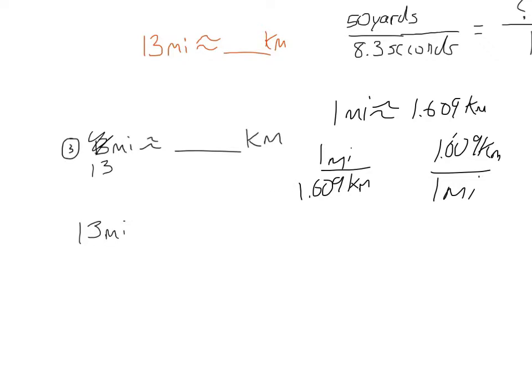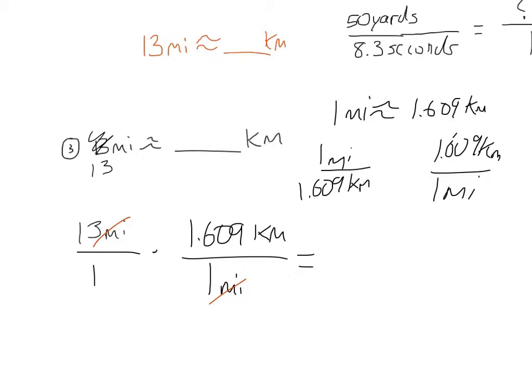Now I'm going to multiply my 13 miles, and I'm actually going to make that over 1. Okay, we can always make everything over 1, times, and I'm going to use this one, and let me show you why. 1.609 kilometers over 1 mile. Now, why did I do that? Well, I have miles on top here, miles on bottom here. When you have it set up like that, you know what you can do? Cancel your miles.